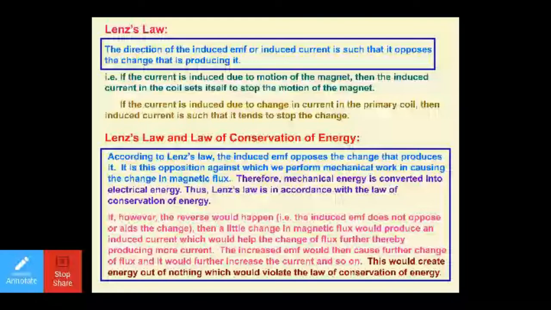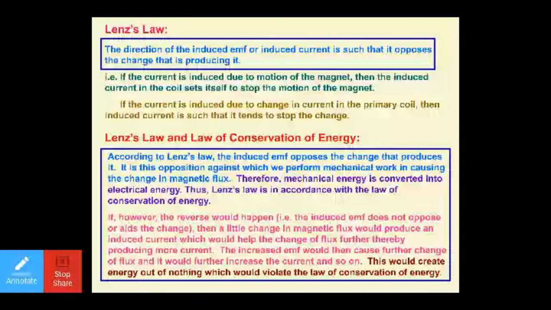Now let us try to understand what they want to say. They want to say here, if there is no such expense, for example, if you are not doing any mechanical work in pushing or pulling the magnet, what will happen? If the magnet is moving by itself closer to the coil and then going away from the coil, in that way, this induced EMF will be an infinite source of energy.